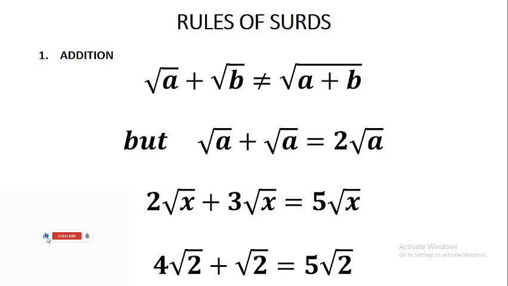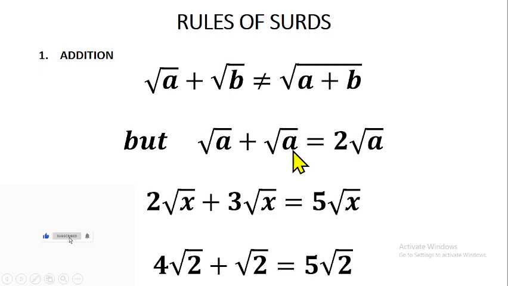So that means we can add the same sword together. Sword A plus sword A will give us two sword A. One goat plus one goat gives us two goats, or one ball plus one ball gives us two balls. That's what we are seeing here now. You can regard this as one sword A plus one sword A, which will give us two sword A. And the reason why we can add them together is because we have the same sword here. I hope you understand that concept.